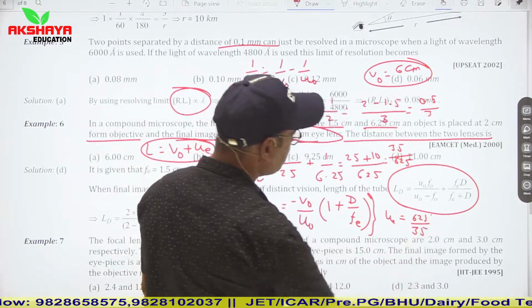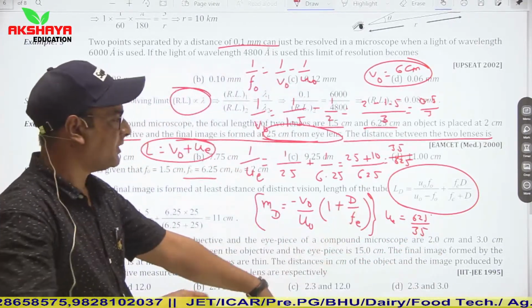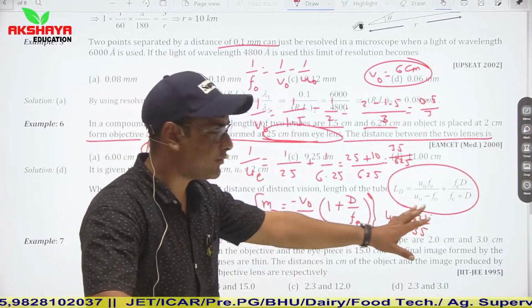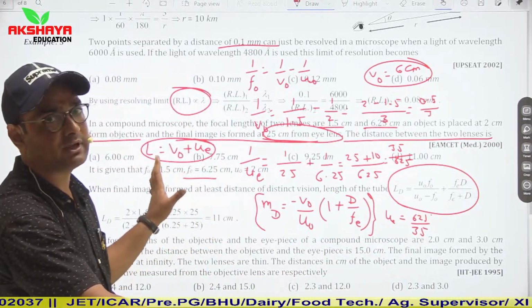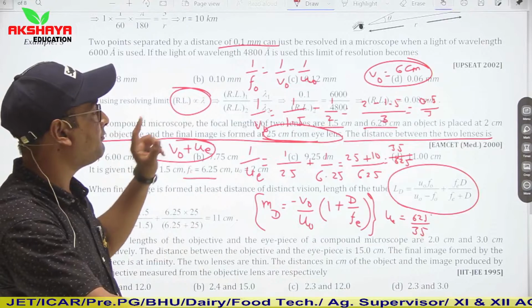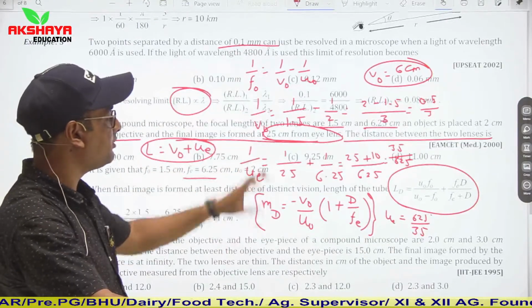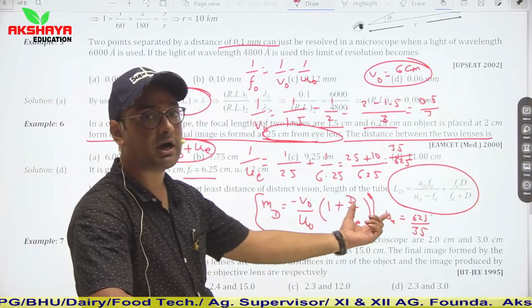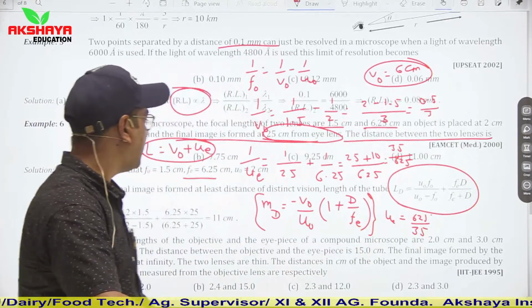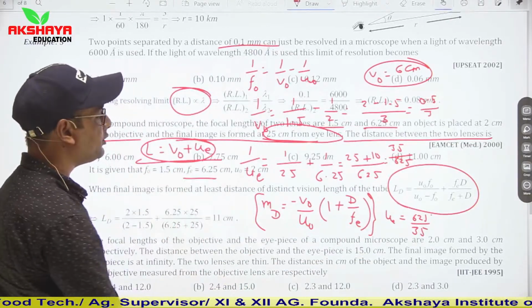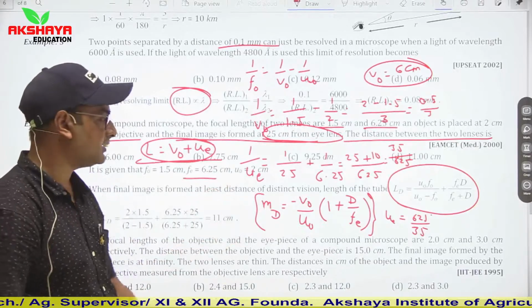So calculation is quite complicated from this relation, but you need not memorize such a complicated formula. Process is simple. First of all, use the lens formula for objective lens, then calculate VO, and then use lens formula for eyepiece and calculate UE, and you know the relation L is equal to VO plus UE, then get the final answer.